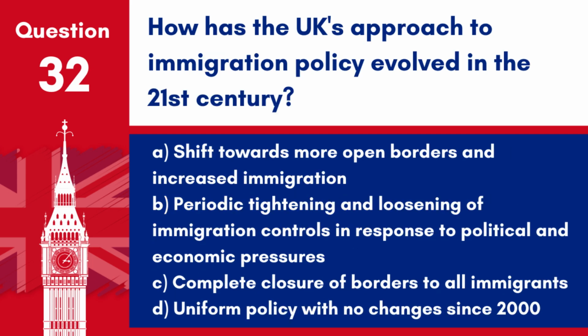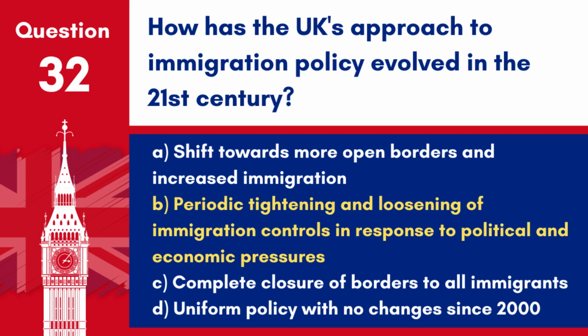Question 32. How has the UK's approach to immigration policy evolved in the 21st century? A. Shift towards more open borders and increased immigration. B. Periodic tightening and loosening of immigration controls in response to political and economic pressures. C. Complete closure of borders to all immigrants. D. Uniform policy with no changes since 2000.